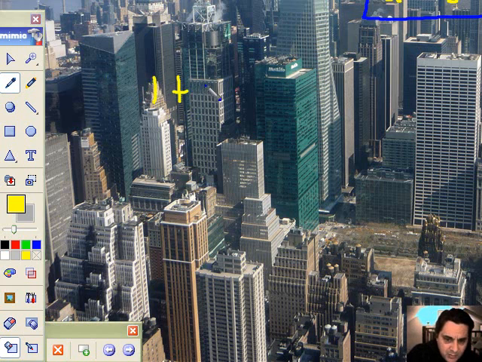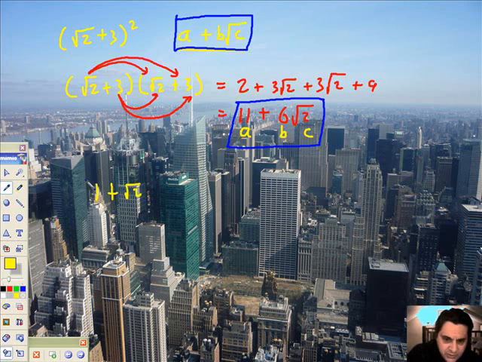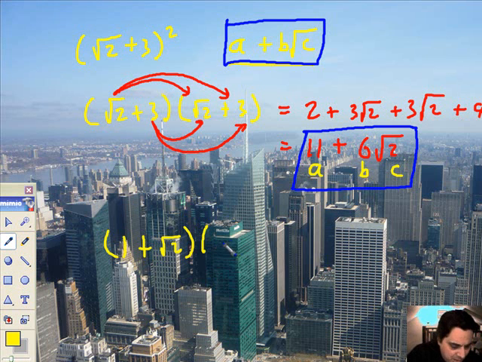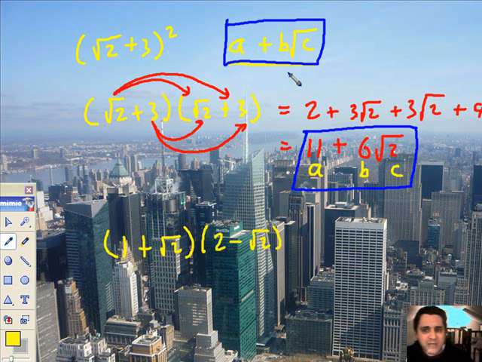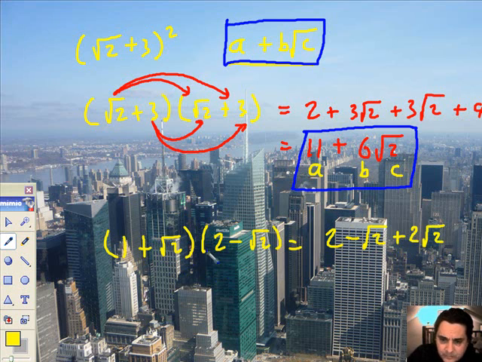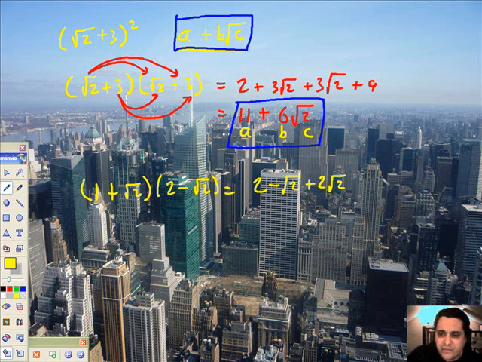I've got 1 plus root 2 multiplied by 2 minus root 2. It's really just the terminology. Write this in the form of A plus B root C. Looks scary, but it's not, you know. Let's just do it the normal way. 1 times 2 is 2. 1 times minus root 2 is minus root 2. Root 2 times 2 is plus 2 root 2. Root 2 times root 2 is root 4, but it's negative, minus root 4.